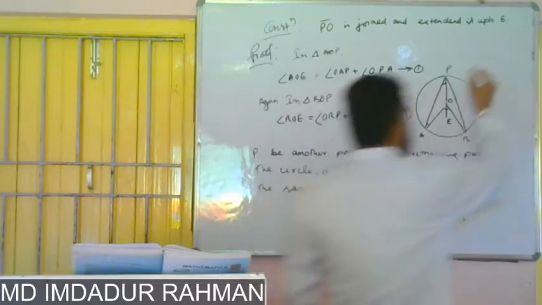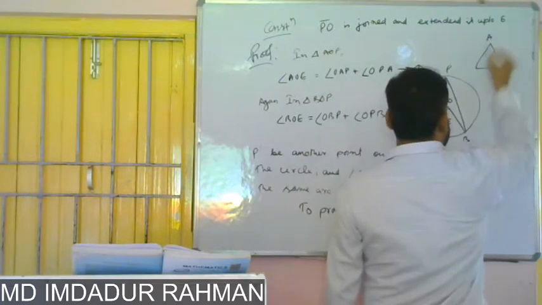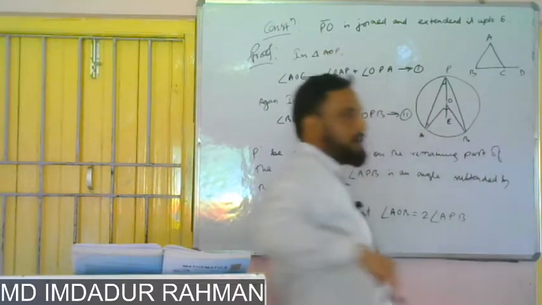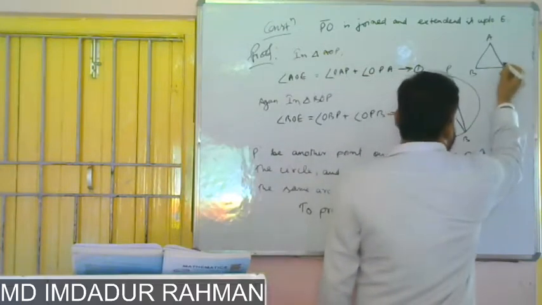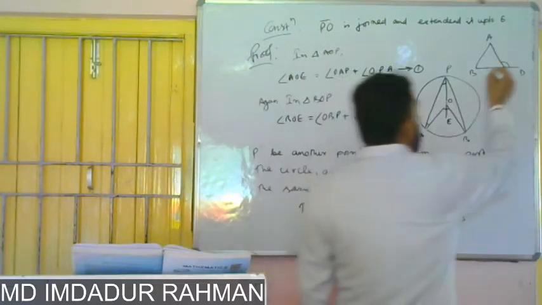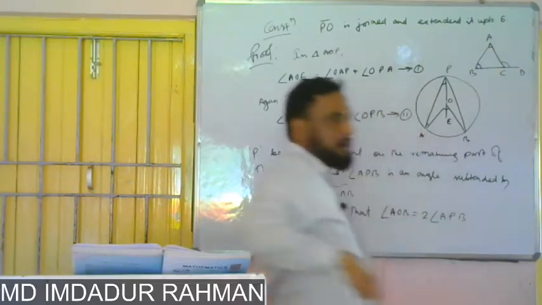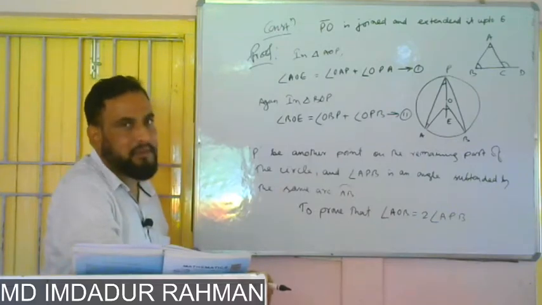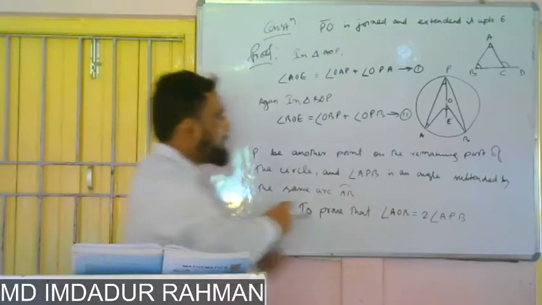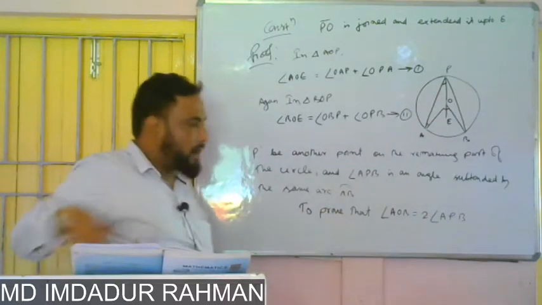I am showing here separately. Suppose this is a triangle ABC and ACD is the exterior angle. So, the measure of exterior angle ACD is equal to the sum of two remote interior angles, that is ACB plus ABC. When you did the chapter on triangles, at that time you completed this theorem. So, this is equation number 1 and 2.